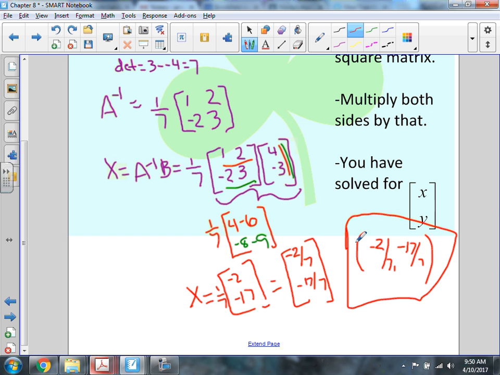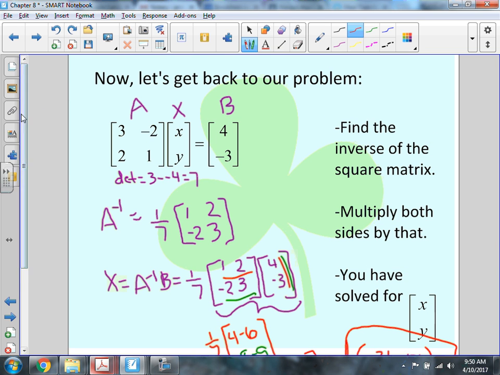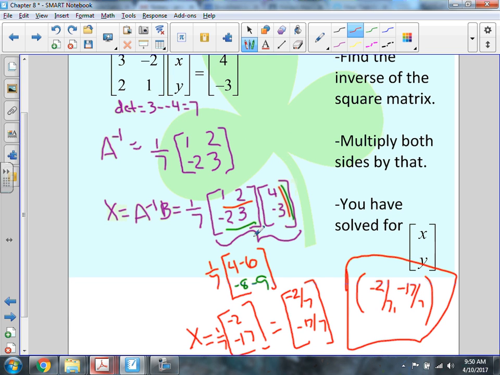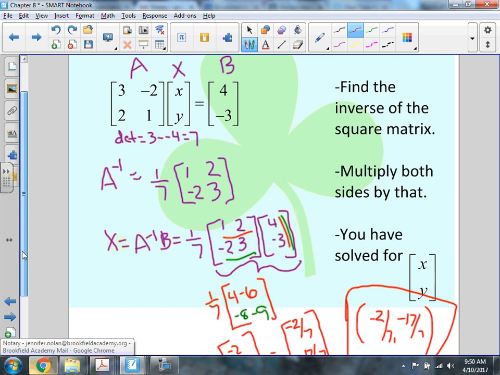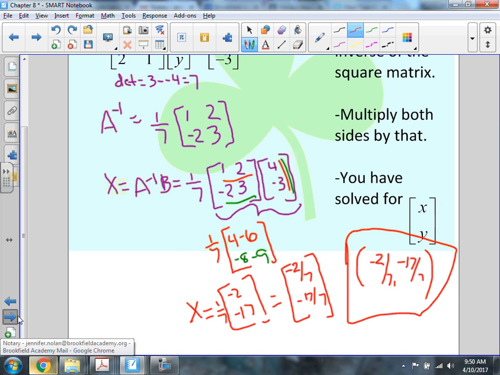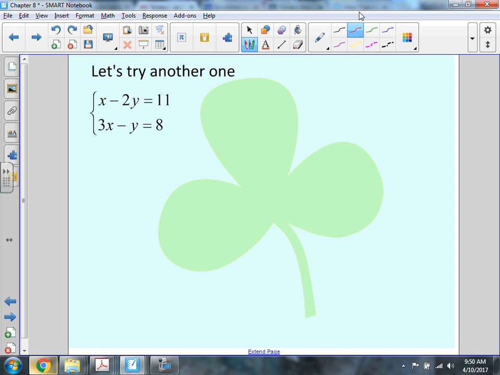Woohoo! All right. So recapping, find the inverse. 1 over the determinant. We flip the diagonal, negate the other diagonal. It's the inverse times B. And to multiply, we multiply the two matrices together, and then we distribute in 1 over the determinant. And that's our answer. Pretty cool. And you can plug it in to check, make sure it works. Okay, let's do another one.